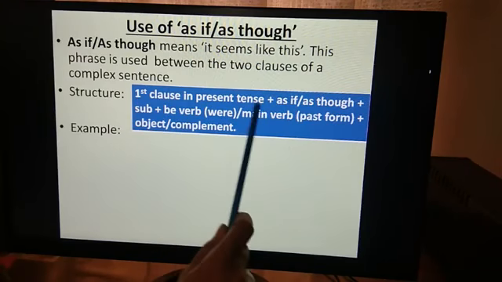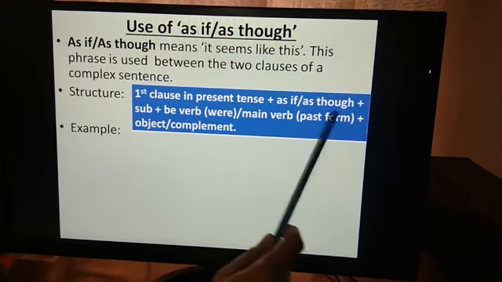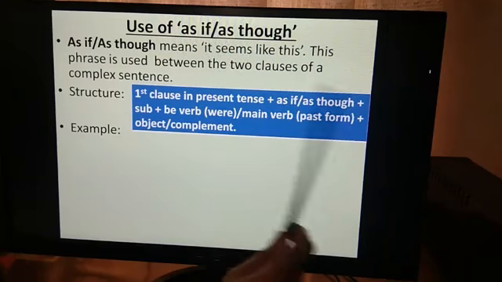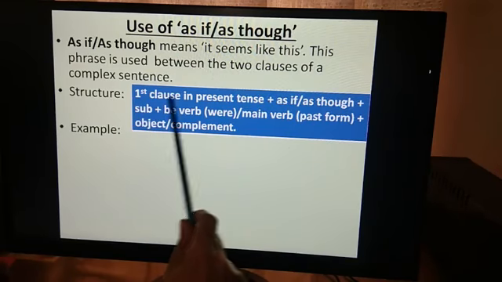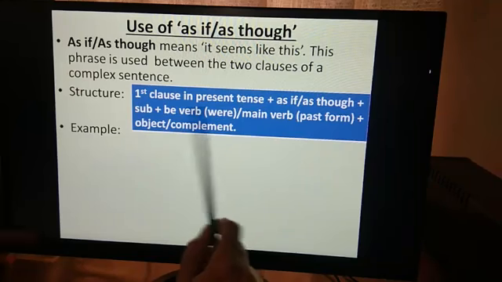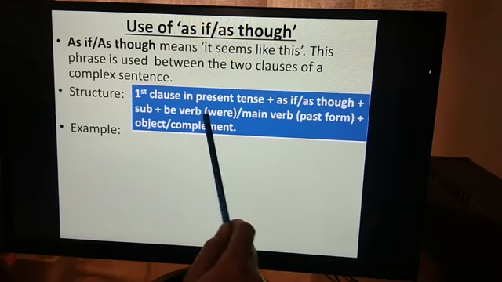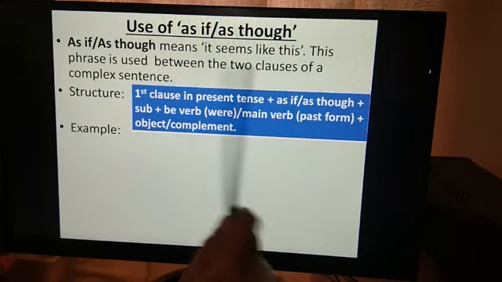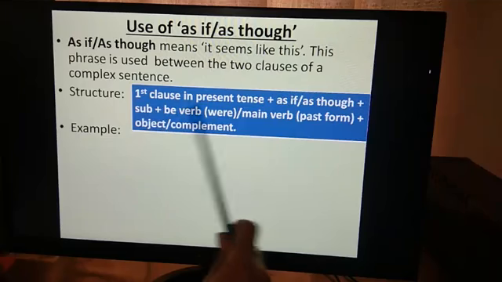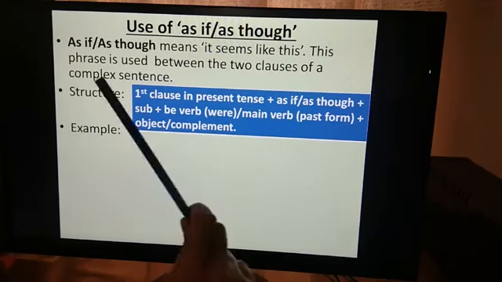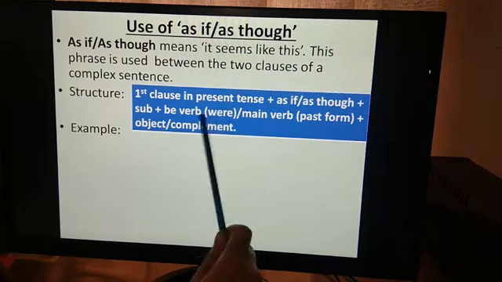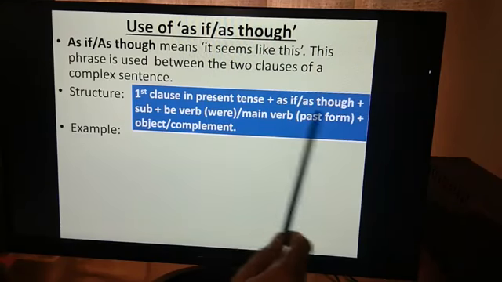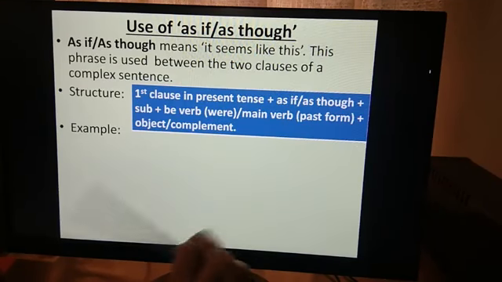First clause in present tense, then as if or as though, and after that the second clause, subject plus be verb. If a be verb is used, we will use only were, not am, is, are, was, shall, will. Or if it is not an auxiliary or be verb, the main verb will come in past form, and then comes the object or complement.